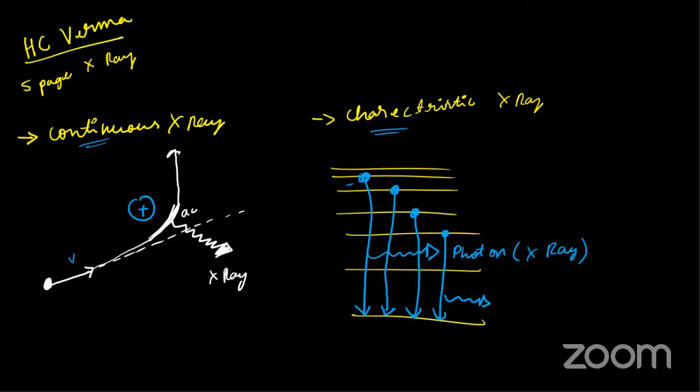But we cannot find this for the continuous X-ray because it can have any amount of velocity. So this X-ray can take any amount of energy. But here, since the orbitals are fixed, the energies are also fixed. That is why they are called characteristic X-rays.